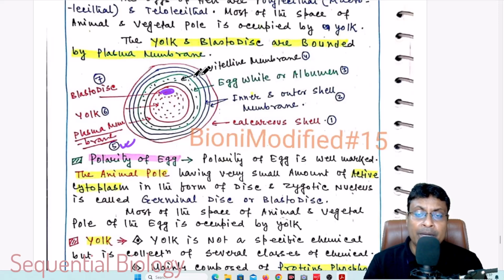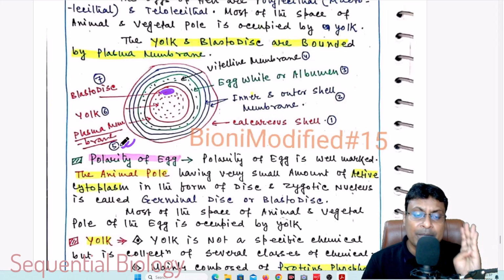So the vitelline membrane here is separate from the plasma membrane, but in the case of humans, the vitelline membrane and the plasma membrane are the same structure. But in the case of chick, the vitelline membrane is a separate membrane. Inside of this vitelline membrane, there is the last membrane, which is known as the plasma membrane.